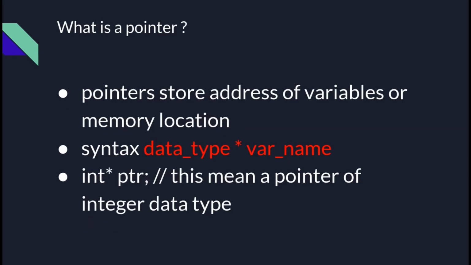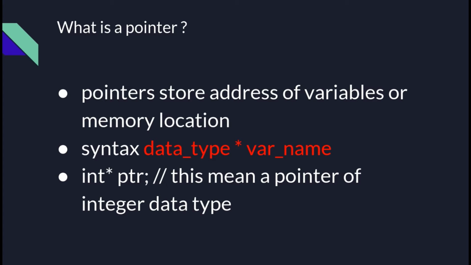So what is a pointer? A pointer stores the address of a variable or memory location. This is so important. And the syntax is data type, asterisk, and the variable name. The data type can be any standard type like int, float, double, a C++ class or something like that. Any type can be pointed to.